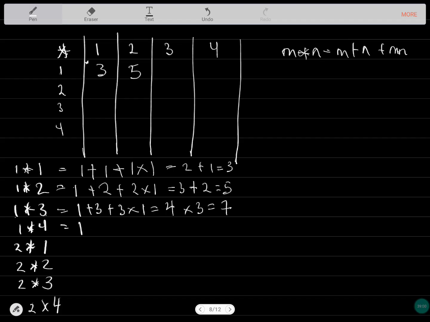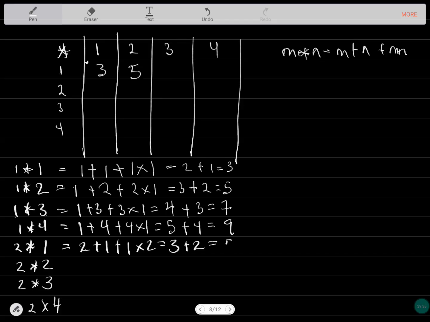Next we have 1 plus 4 plus 4 times 1. 1 plus 4 would be 5. This should be plus, then plus 4. And that would give us 9. And we move on. This would be 2 plus 1 plus 1 times 2. 2 plus 1 is 3. 1 times 2 is 2. And that would give us 5. So you realize that 2 star 1 is the same as 1 star 2.